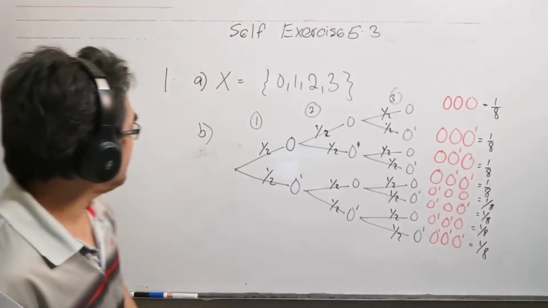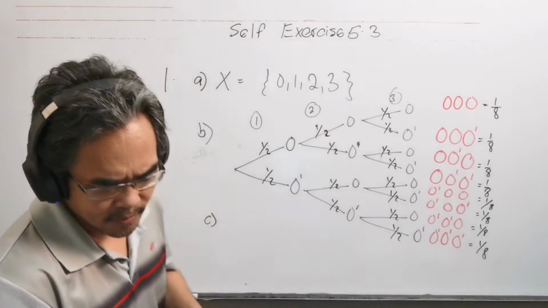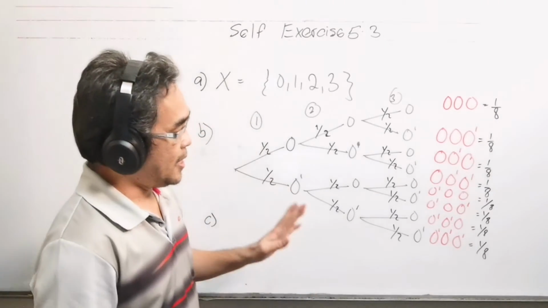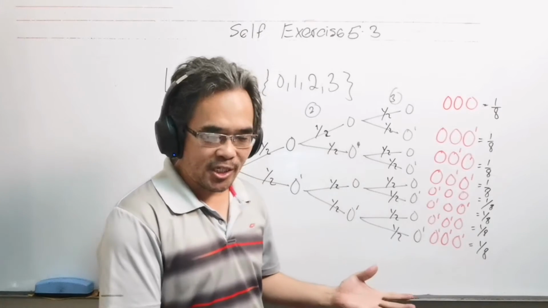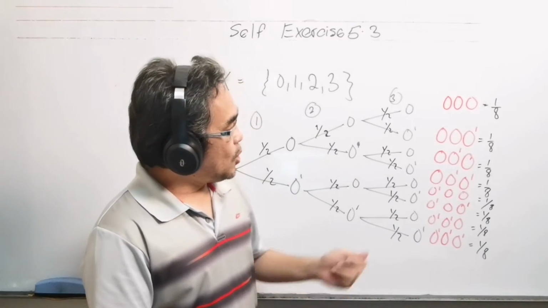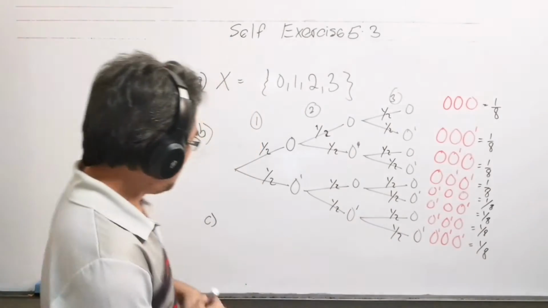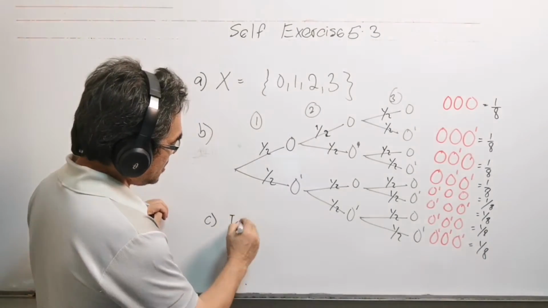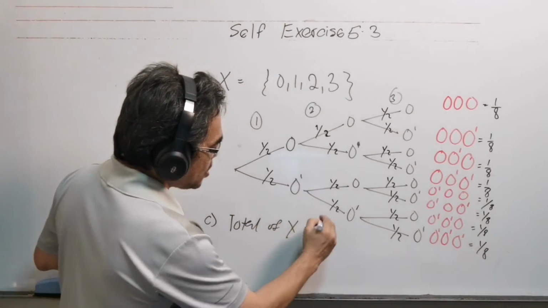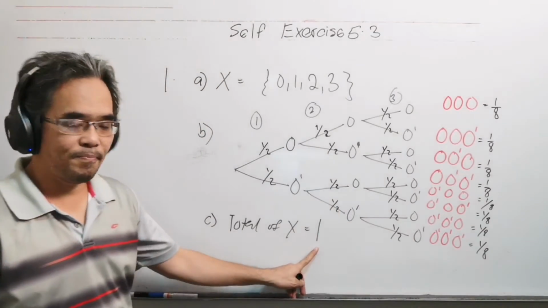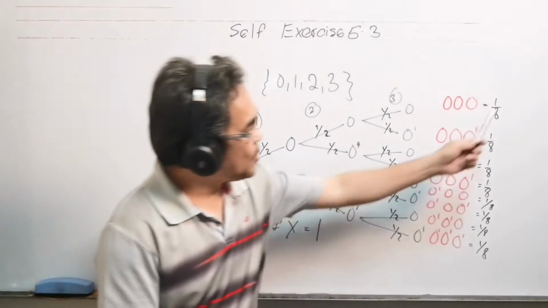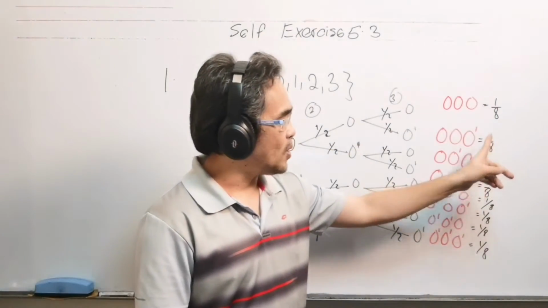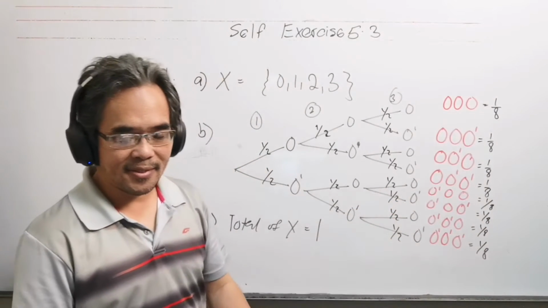And C, determine the total probability distribution of X. Okay, so this experimentation process, the total, you just add all, you will get the total. So the total of X is 1. You understand where I get 1? You add all this. 1 over 8 plus 1 over 8 plus and so on, you get 8 over 8.